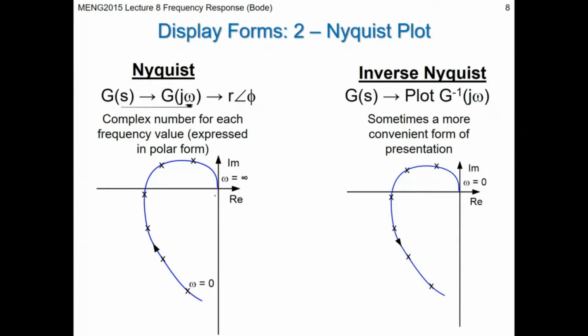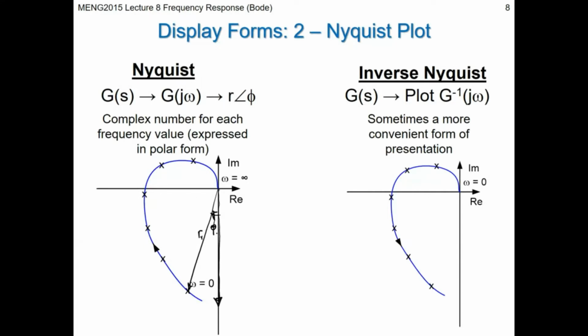So at low frequencies, if omega is 0, we'd end up being on the negative axis. Sorry, I should have said this is also plotted on an Argand diagram, imaginary and real, because what we're doing is plotting the location of a complex number, and then we're going to change that complex number as the frequency changes. So for each value, we calculate our r, and we calculate our angle phi.